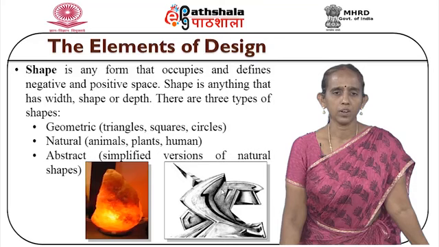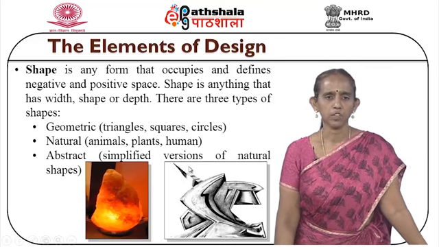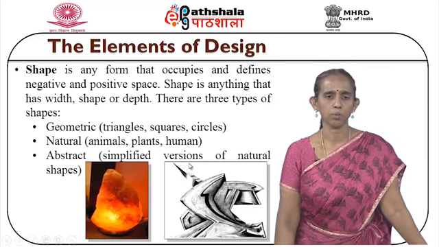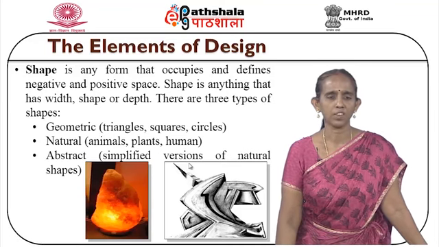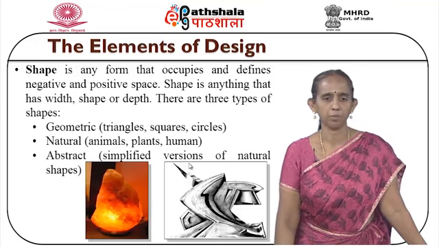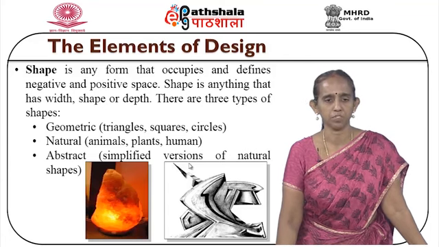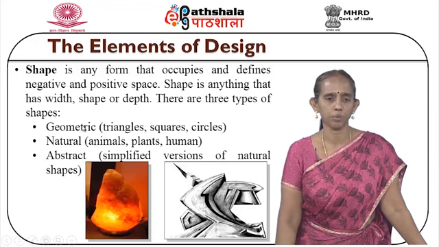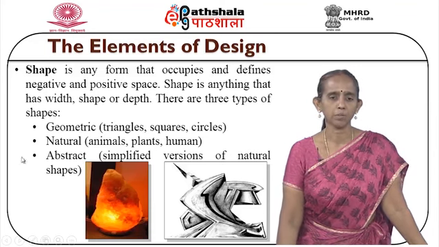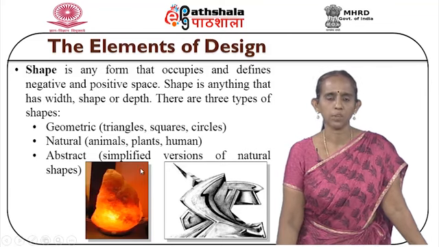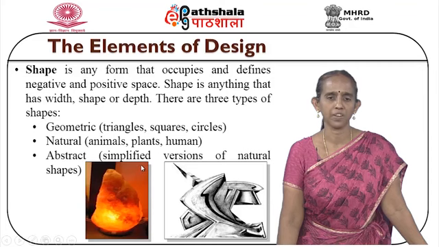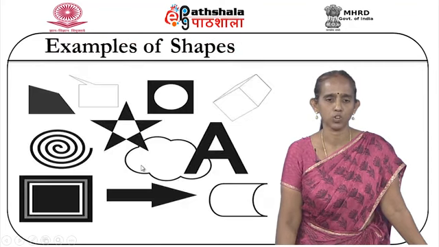The next important element of design is a shape. Shape is any form that occupies and defines a negative as well as a positive space. Shape is anything that has width, height or depth. There are three different types of shapes. The shape can be in the form of a geometrical shape, such as triangle, square or circle. The shape can be some kind of natural shape like animals, plants or human beings, or the shape can be some kind of abstract shape wherein it is a simplified version of natural shapes.